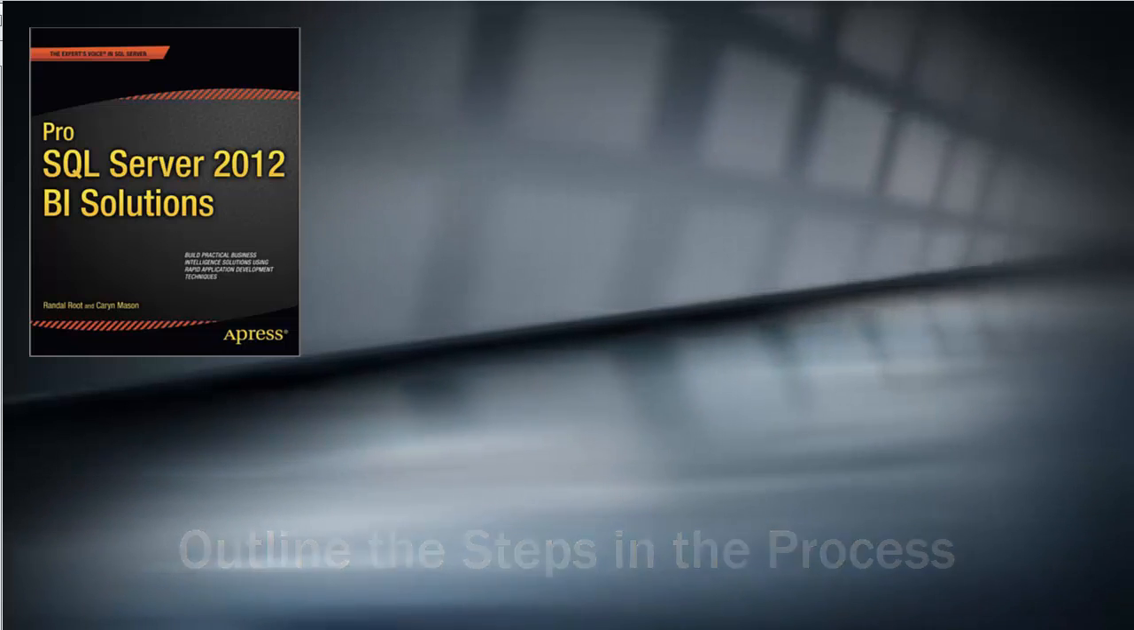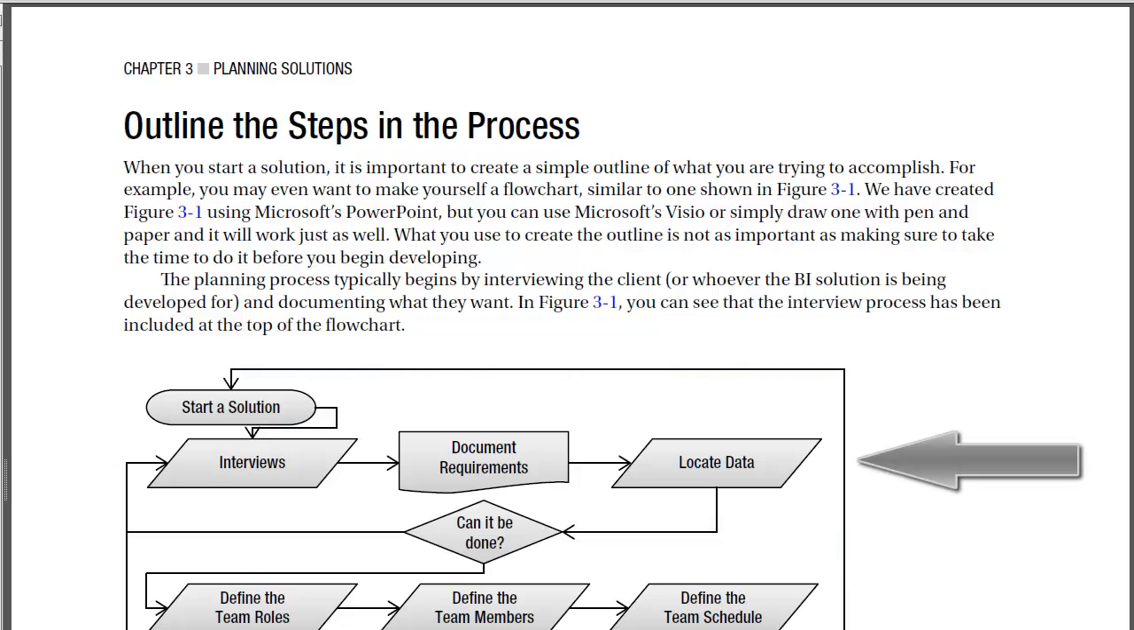When outlining the steps in a BI solution, the process involves interviews, documentation, locating data, at least at first. Interviews are important because you need to find out what people want. And as part of the interview process, investigate what kind of things that they are currently using and how they're using it.